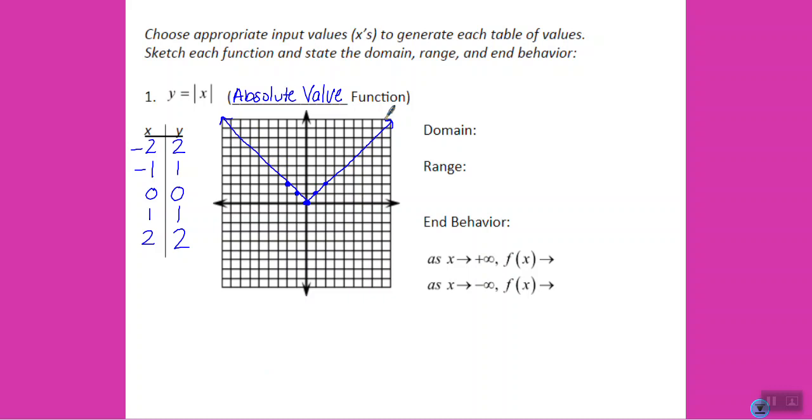It's going to continue on both sides forever, so we're going to put arrows on both ends. Since it has arrows on both sides, and we can take the absolute value of any number, that tells us our domain is -infinity to infinity. Our range, the bottom of our graph, is at 0, and the ends both point up, so it goes from 0 to infinity. And our end behavior, since both arrows are pointing up, both end behaviors are going towards positive infinity.